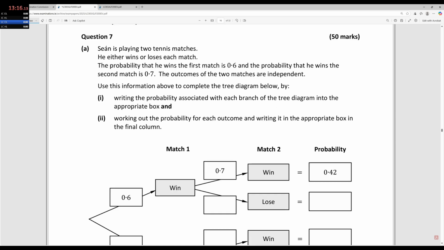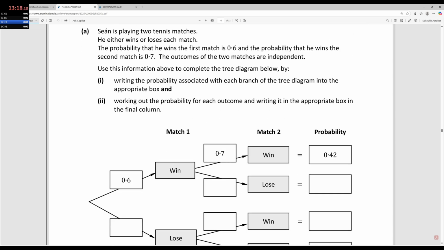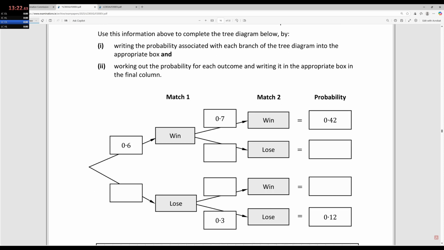Okay, Sean is playing 2 tennis matches. Either wins or loses. The probability he wins the first match is 0.6, and the probability he wins the second is 0.7. The outcomes of the 2 matches are independent. Use this information to complete the tree diagram.